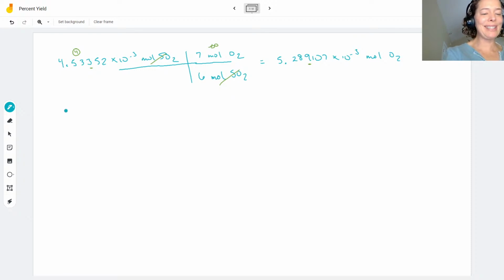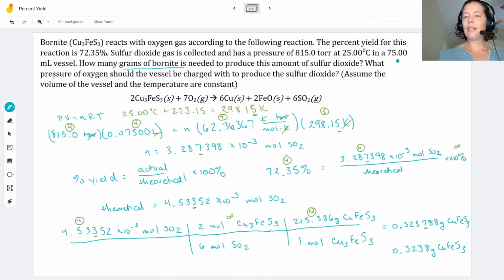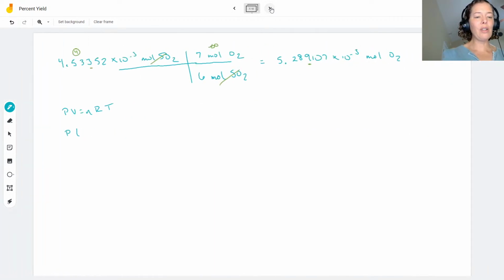Now I need to go back to ideal gas law. PV equals nRT. This time I'm solving for pressure because that's what the problem asked me for. So I know that pressure is going to stay a variable. My volume, again, remember it was 75 milliliters, but I'm going to convert that into liters, but I'm not going to drop those significant zeros. There we go, and that is liters.